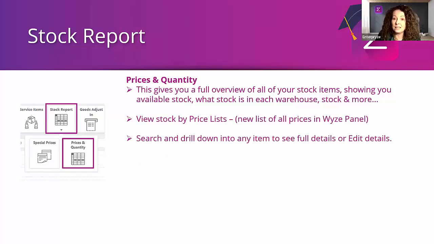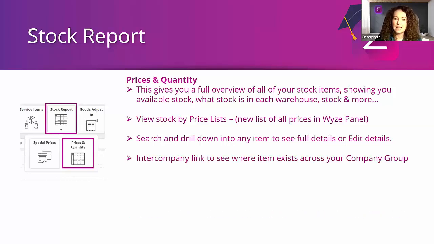And price lists as well. You can get access to a WISE panel that we introduced last year to see the price per price list for that particular item. So you can see that without actually having to drill in to the item details itself. You can also see whether an item has been replicated in another organization and what organizations they are. And that's all through this stock report under the prices and quantity tab. So lots and lots of information.